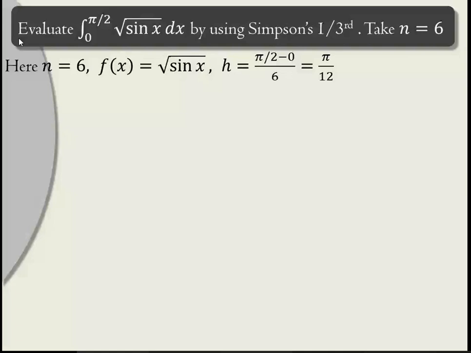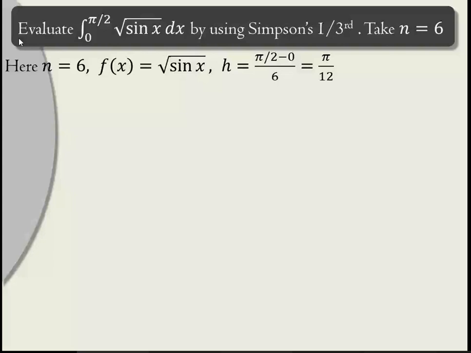Whenever we have a trigonometric term in the function, always do the calculation in radian mode. On the calculator, while doing the calculation with a trigonometric term, always choose radian mode. There are different modes, degree or radian. So for a trigonometric term, don't forget to choose radian mode.